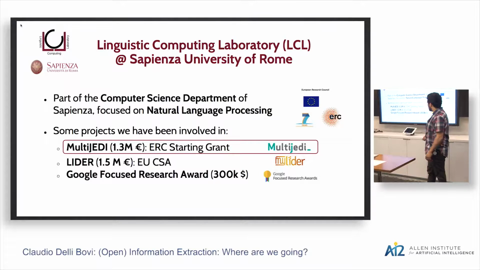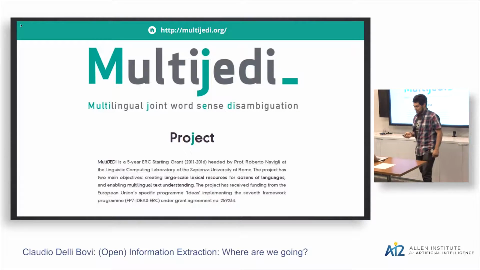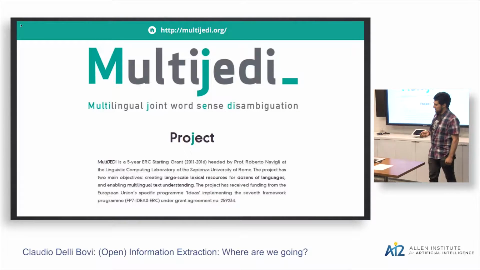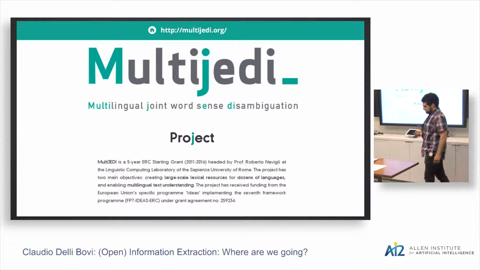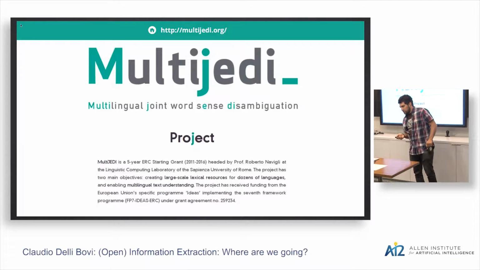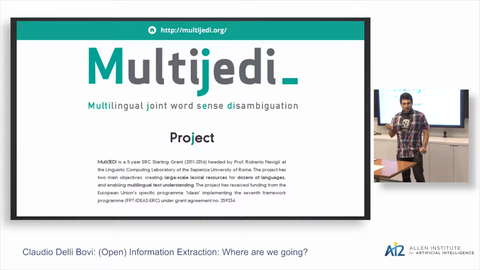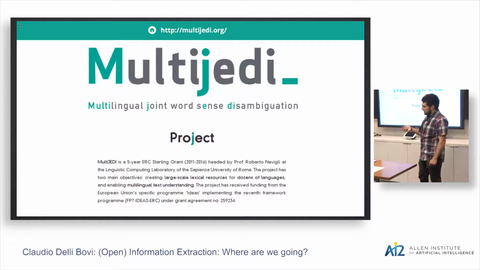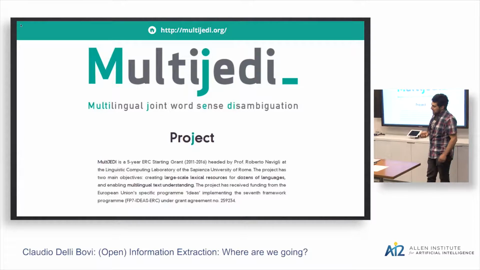But the core of our work is Multi-JEDI, which is not a Star Wars kind of thing, but an acronym that stands for Multilingual Joint Word Sense Disambiguation. Basically, the aim of this project is to enable large-scale disambiguation. By large-scale, I mean large-scale in terms of languages, because we want to step outside of English and be able to do this kind of thing for as many languages as we can.